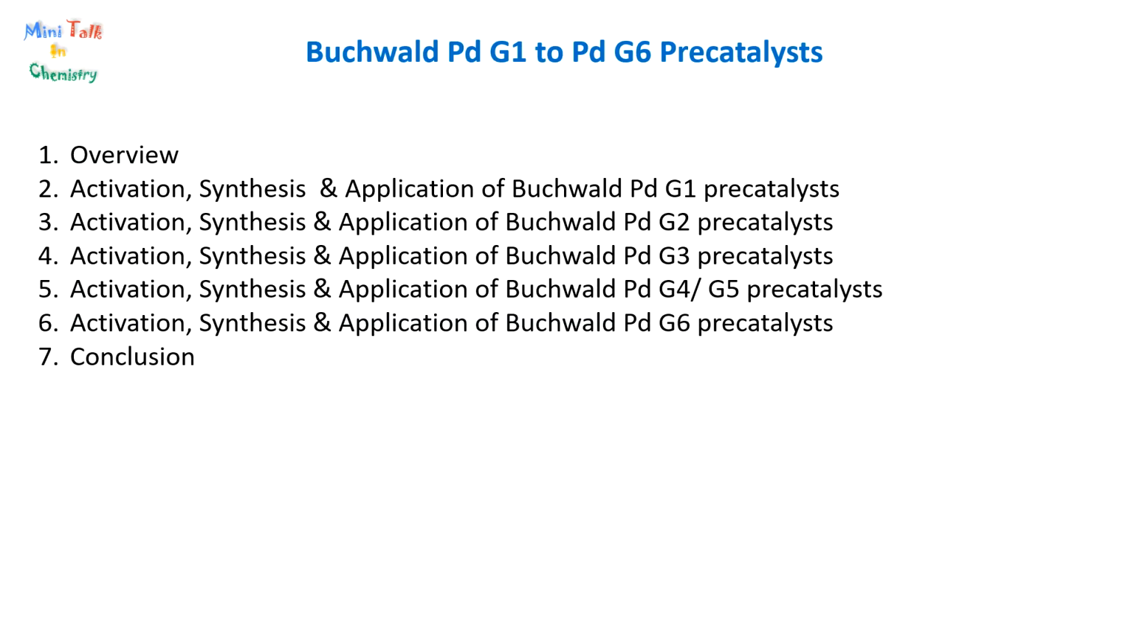In today's video we will discuss Buchwald precatalysts, which are used in a variety of transformations to create C-N, C-C, C-O, and C-F bonds. Did you know there are 6 generations of Buchwald precatalysts? It can be pretty confusing, right? In this series of videos, I'll walk you through all of them.